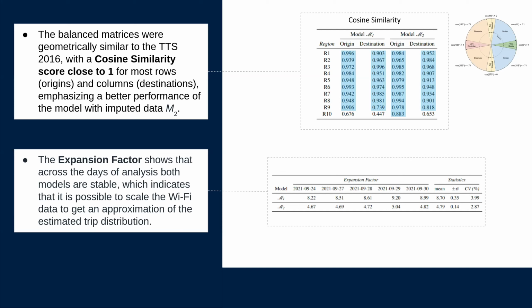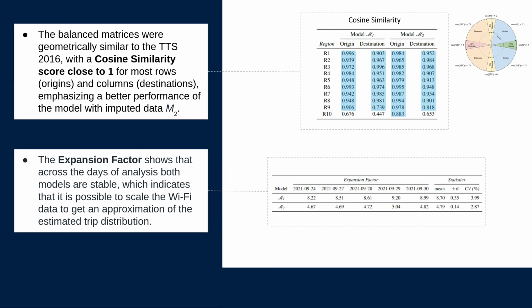As we can see in the table on the right, most vectors, both in column space and row space, are close to the number 1, which indicates high similarity between the matrices generated by the models and the TTS. As we explained, region 10 had the lowest indexes because most stations were not completed in 2016. However, excluding this detail, the result is promising.